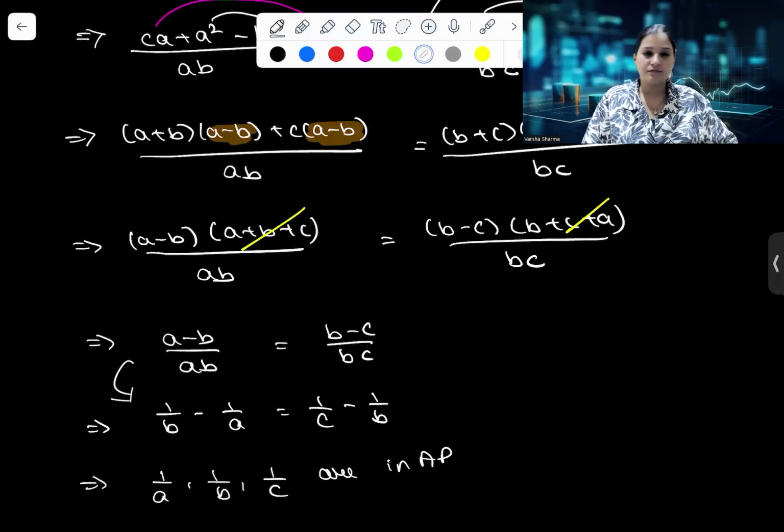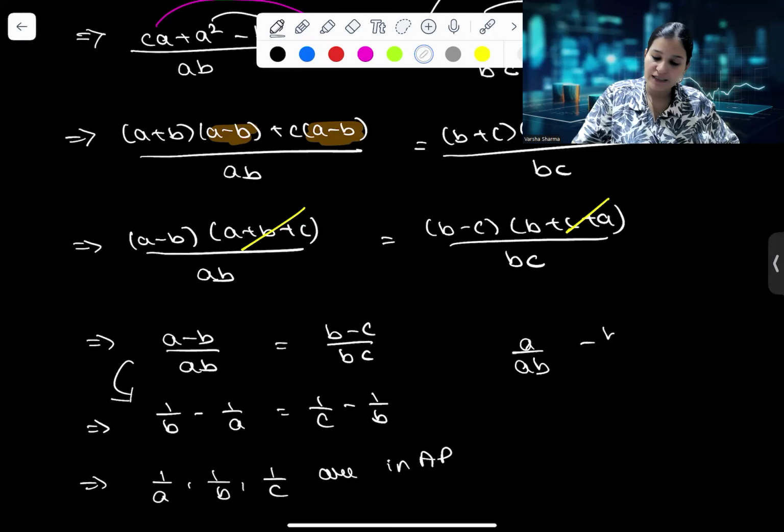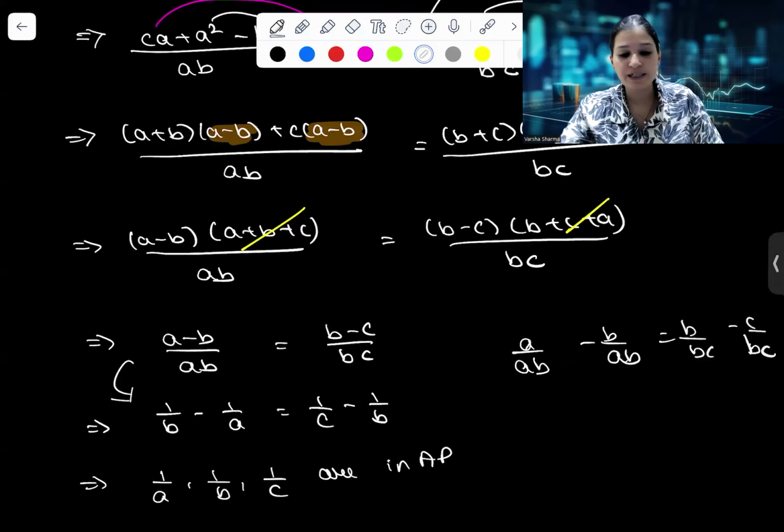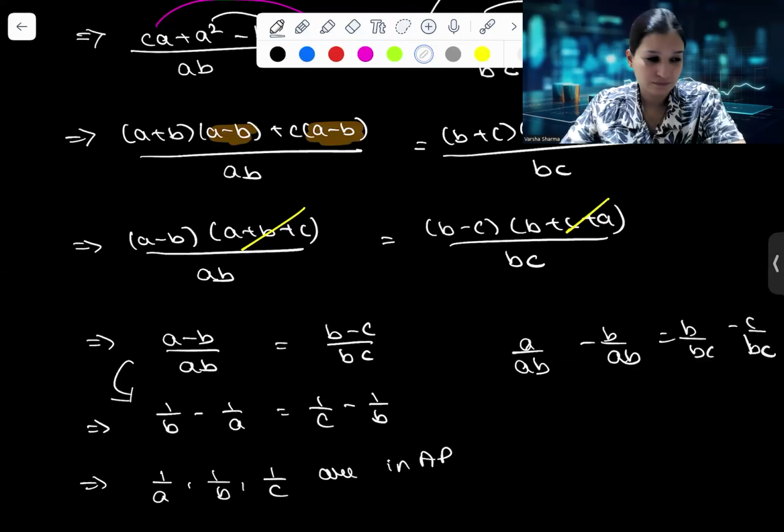Isn't this same? If I individually divide them, remove the LCM part, I'll get the same line. A by ab is 1 by b. B by ab is 1 by a. So I've isolated them basically. A by ab minus b by ab, b by bc minus c by bc. That is what I've done. Yes or no? Yes, ma'am. Everybody clear? Yes, ma'am.